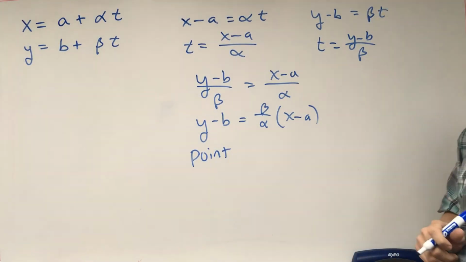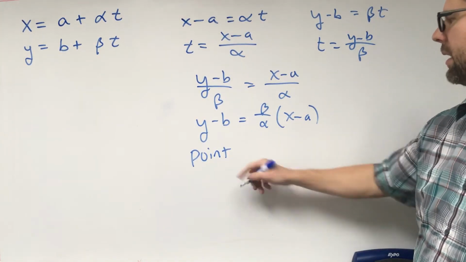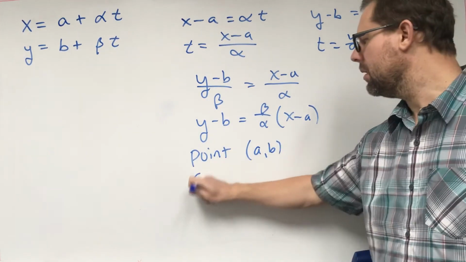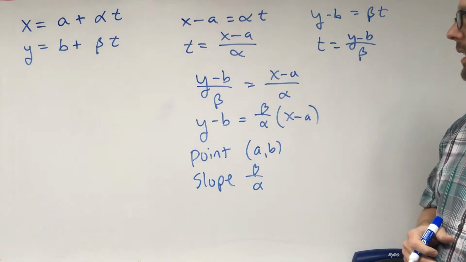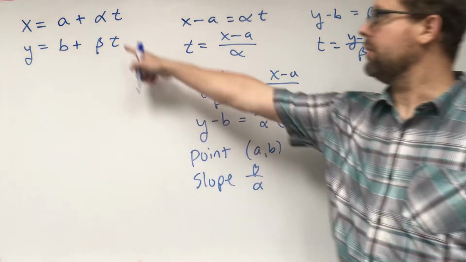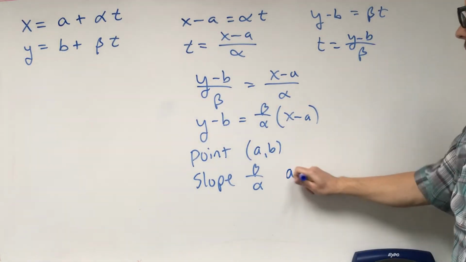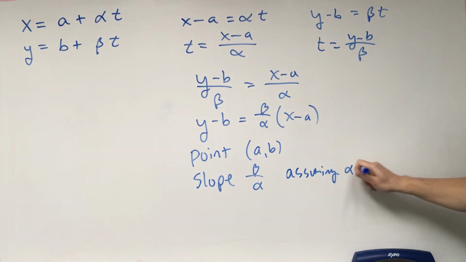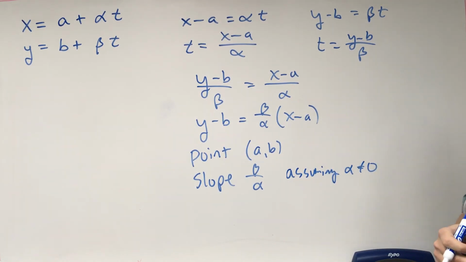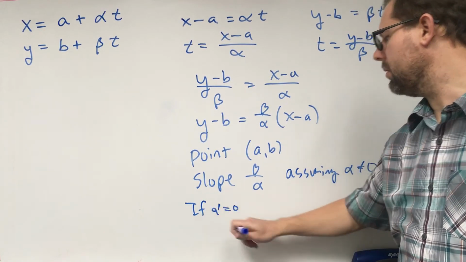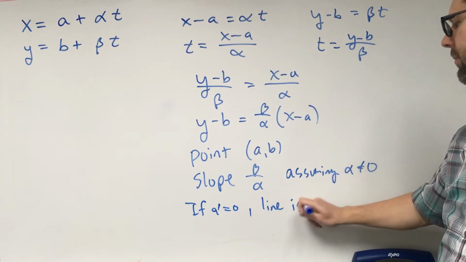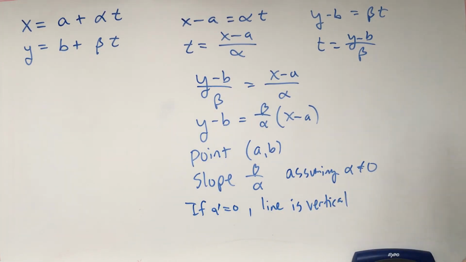which will be a line through the point (a, b) that has slope beta over alpha. Now, of course, that assumes that alpha is not equal to 0. If alpha is equal to 0, on the other hand, while your y is changing, your x is not, and you would have a vertical line. So we can make a note here. If alpha is equal to 0, the line is vertical and has no slope.